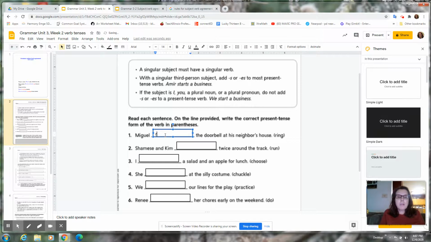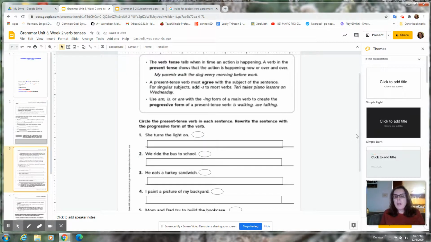on Google Classroom. Okay, the next slide here goes into a little bit more detail. And what it asks you to do is it says circle the present tense verbs in each sentence. Should be super easy. Rewrite the sentence with the progressive form of the verb. That's what I was talking about. Progressive means it's happening now. Okay. So I'm going to show you how to do that.